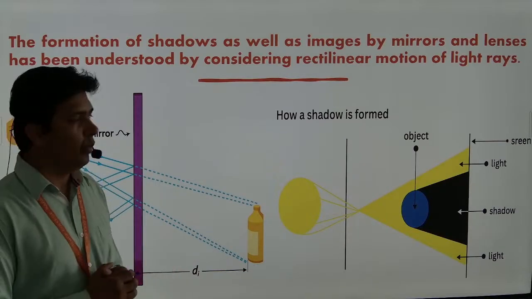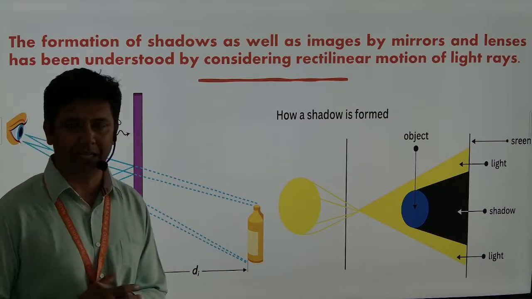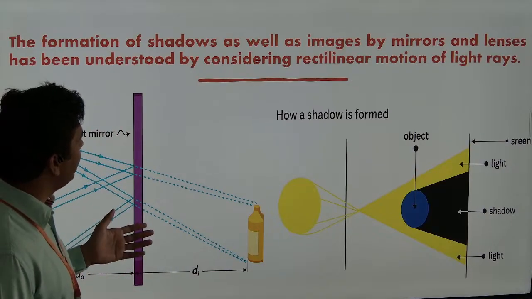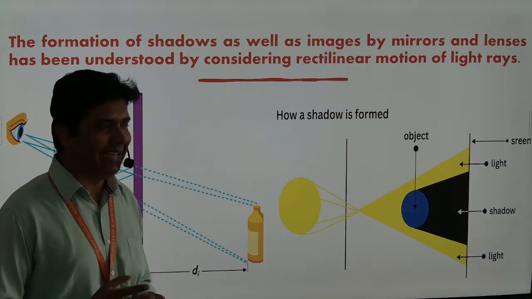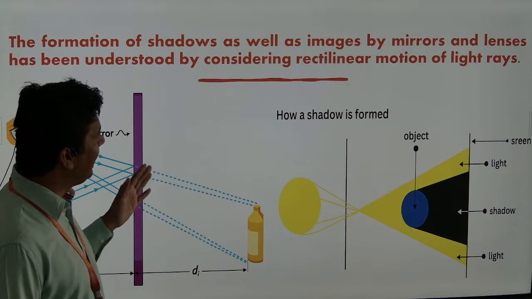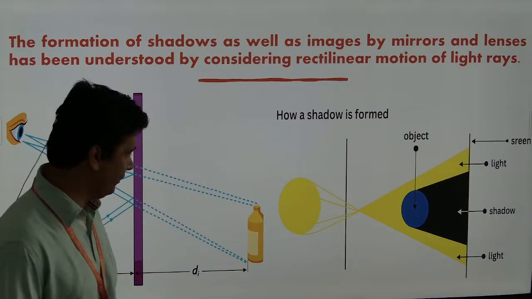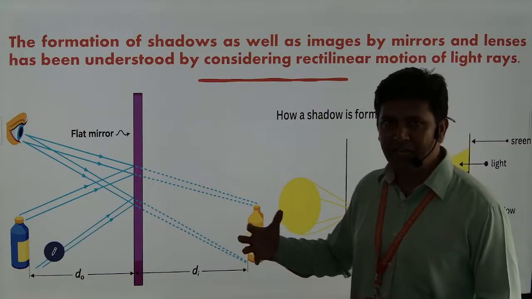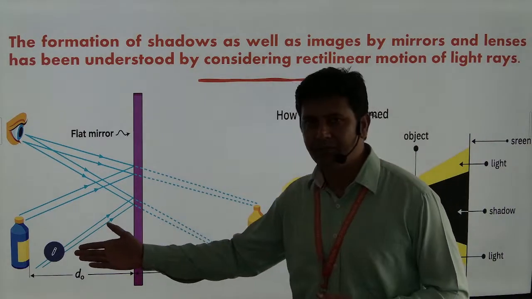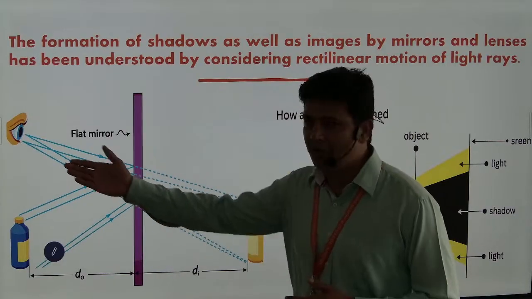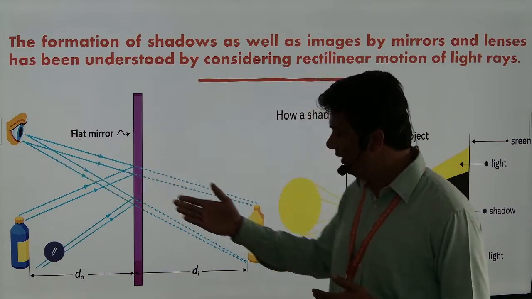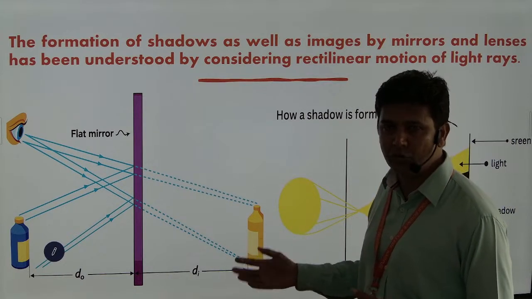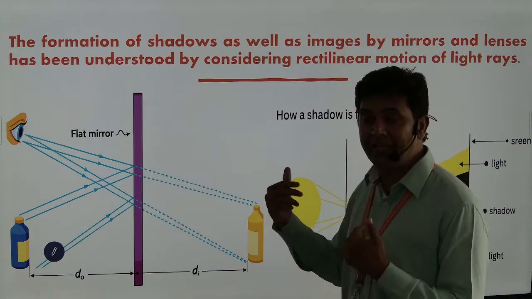Now let's begin with this small information as far as light is concerned. The formation of shadows as well as the images by mirrors and lenses has been understood by considering the rectilinear motion of light rays. If you look at this diagram, you will find that the rays coming from the sunlight fall on an object and get reflected, and those rays of light are collected by the eye. Therefore we are able to see the image of that object. So this is how we can perceive or see the object.